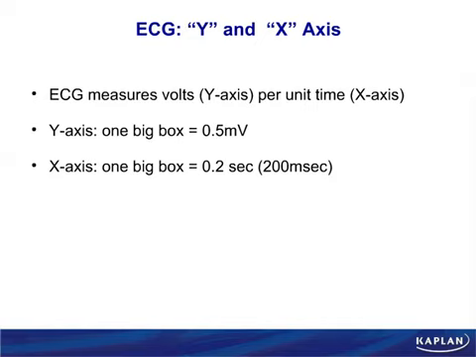I wouldn't get too bogged down on magnitude of voltage signals for step 1. I cannot speak for step 2 or step 3, but for step 1, I wouldn't worry about it too much. You should know, though, that on the x-axis, one big box, which means heavy line to heavy line, is 0.2 seconds, which we'll look at on the next slide.